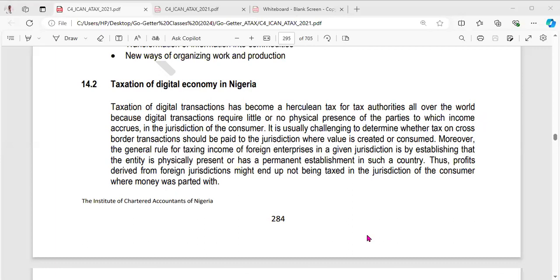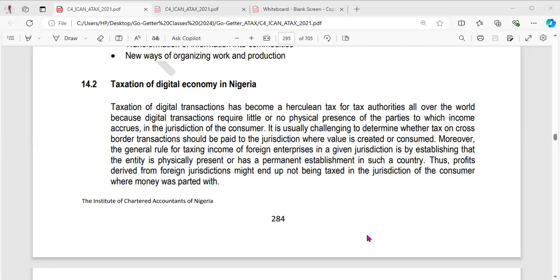So he said that thus profit derived from a foreign jurisdiction might end up not being taxed in the jurisdiction of the consumer where money was parted with. So when they have no physical presence, no permanent establishment, you cannot tax where the money was parted with.